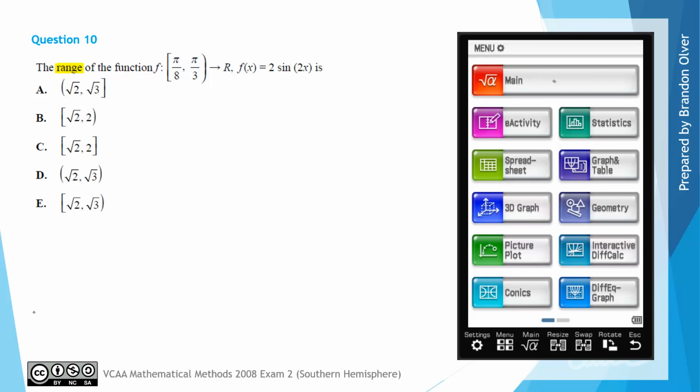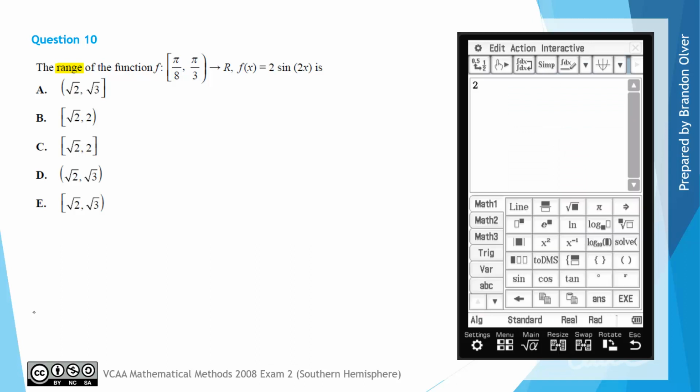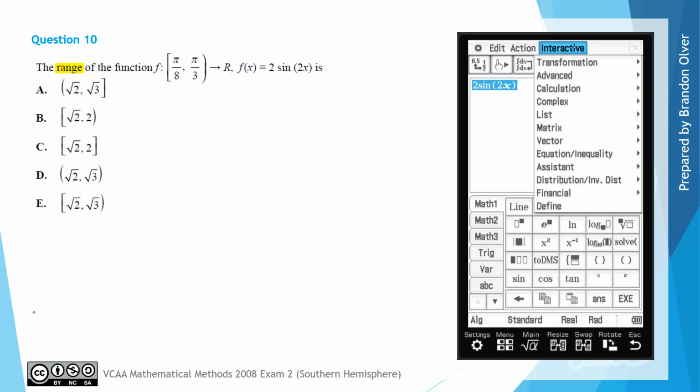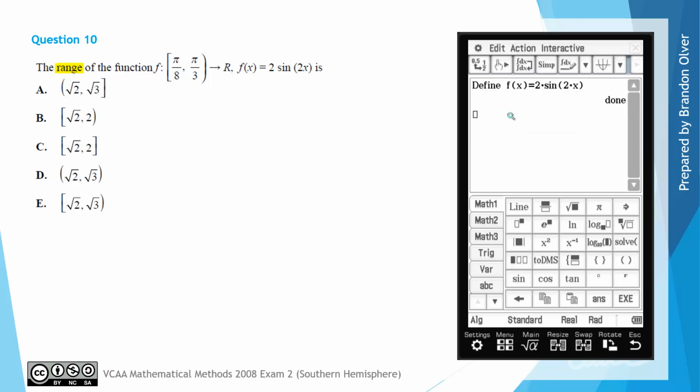On the CAS calculator, go into the main menu. Next we want to type in the rule that we're given. So for the function f of x it was 2 sine of 2x, and then just check that your calculator's in radians. And now I'm going to start by defining this function. It's not essential to define it, but I think it's going to make it easy to work with in a moment's time. So we've got f of x.